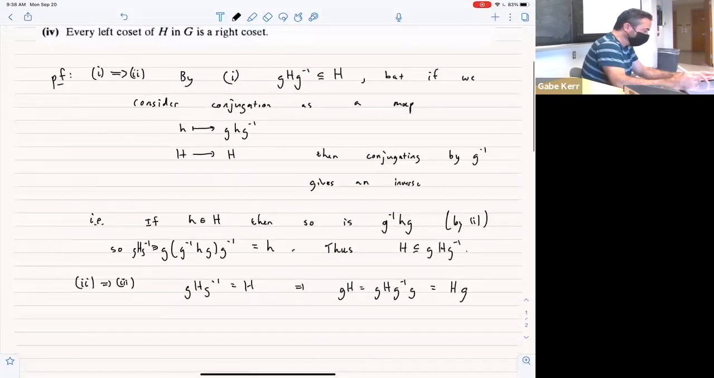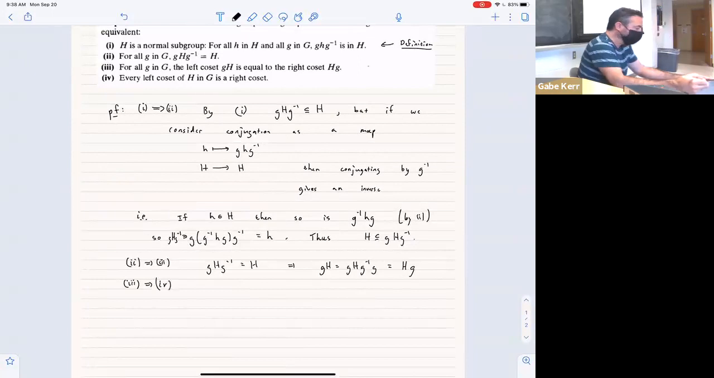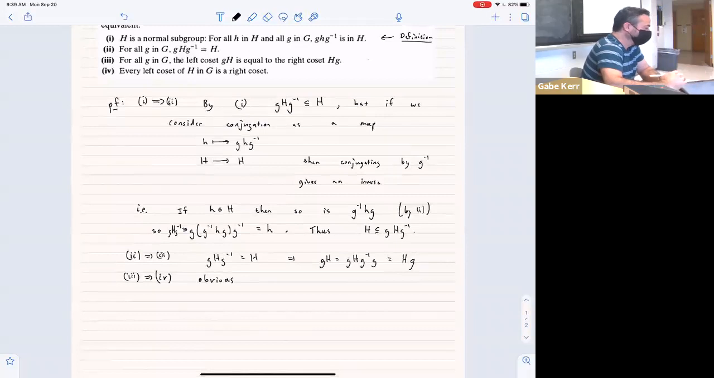Okay, 3 implies 4. Well, there's nothing to say here. I will rarely write this word, but I'm going to write it here. Certainly, if the left coset is equal to the right coset, then it will be equal to some right coset. This is identifying which right coset it is. I mean, 3 is more specific than 4.